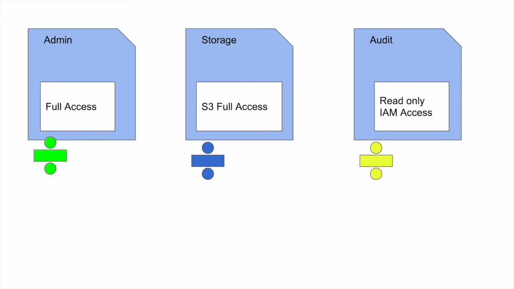Okay, and we have another user called black, and we are adding him to the storage as well as the audit group. So one user can be added to multiple groups. And this black user, now what access will he have? He'll have S3 full access to delete files, edit files, upload files, everything, and also he'll have IAM read-only access as well. So this is what inheritance is. Depending upon how we are adding our users to the groups, they'll get access to AWS services.